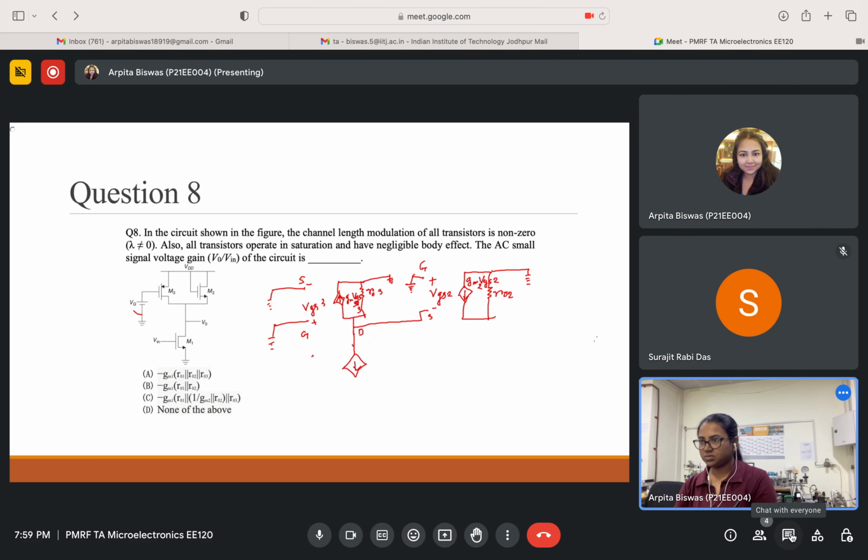Here is the source, and this is the gate, VGS1. This is the input Vi, and this is the resistance r01. This is gm1 VGS1.